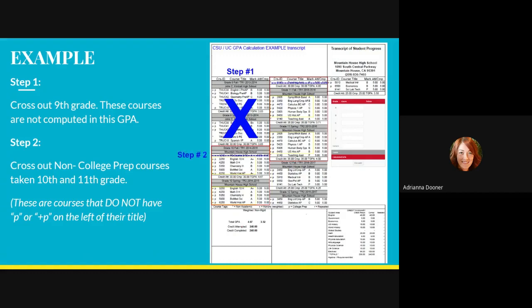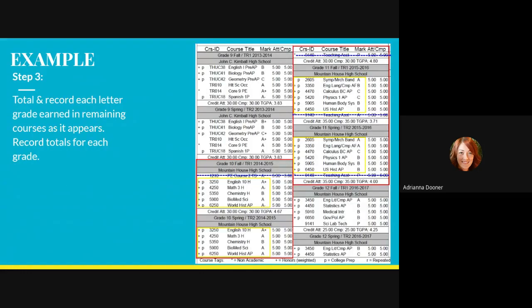Then we're going to do that again for anything else that they may have. So this student also took a teaching assistant course up here, doesn't have a P next to it, so we're going to cross that one off. And we're going to cross it off again where it shows up in the fall of 11th grade, and it shows up again in the spring of 11th grade. So we're just going to cross those out so that we don't accidentally count them in our totals, because non-college prep courses do not count.